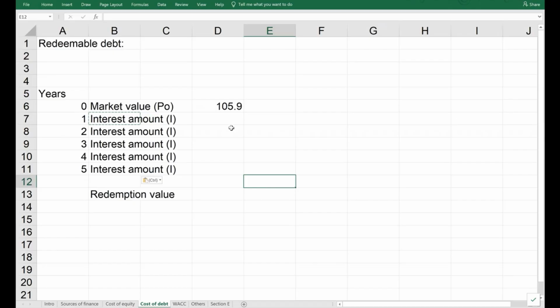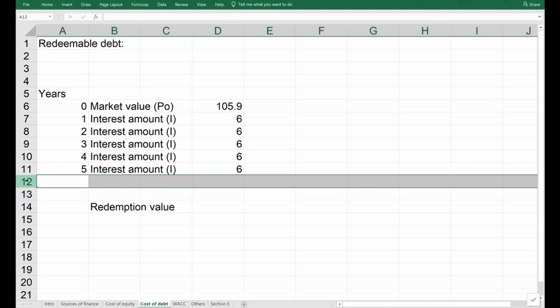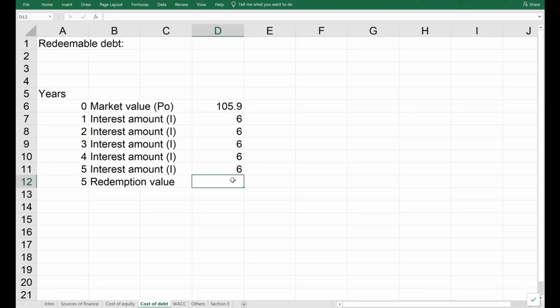Let's say the par value is 100 and the rate of interest is 6%. So 6 into 100, 6. So 6, 6, 6, 6, and 6. And then in year 5, it will redeem as well, let's say at par, 100. So for a redeemable bond, we take all the cash flows of the bond and find the IRR, the internal rate of return.